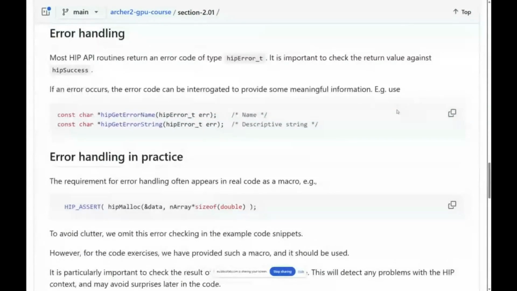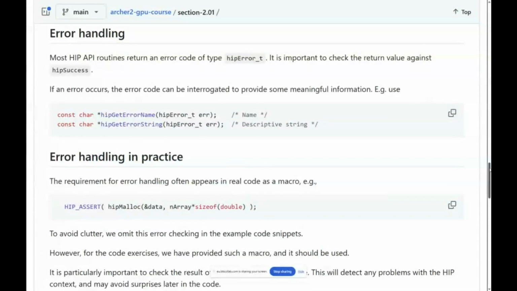So most HIP API routines return an error code of type hipError_t. It's important to check the return values against hipSuccess. So if they're not successful, you then need to do something. The error code can be interrogated and provide some meaningful information via a couple of helper functions. So there's hipGetErrorName and hipGetErrorString. The name is just the name of the error, and the string is the description of the error.